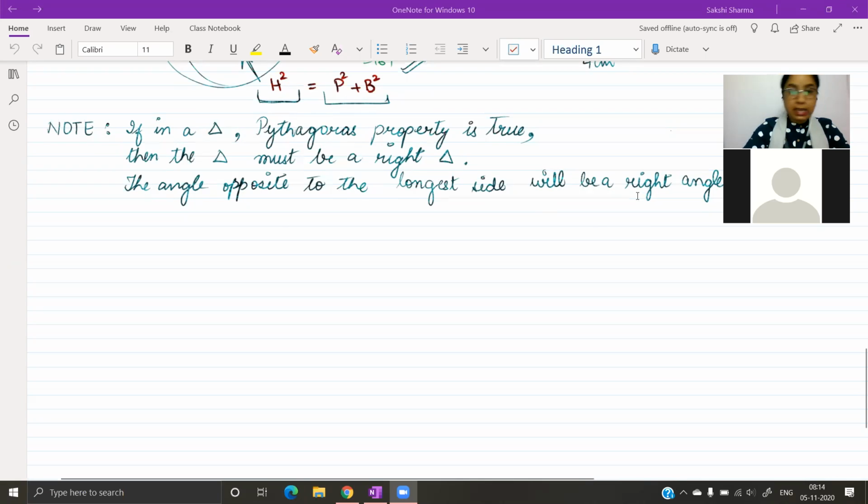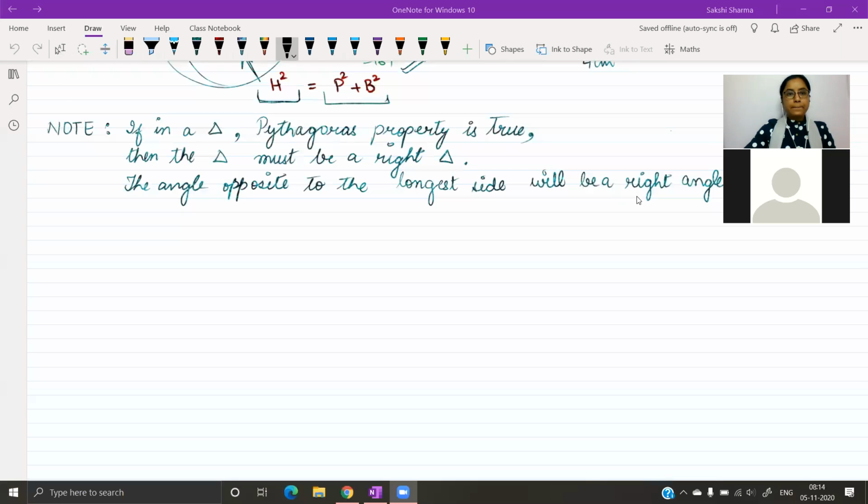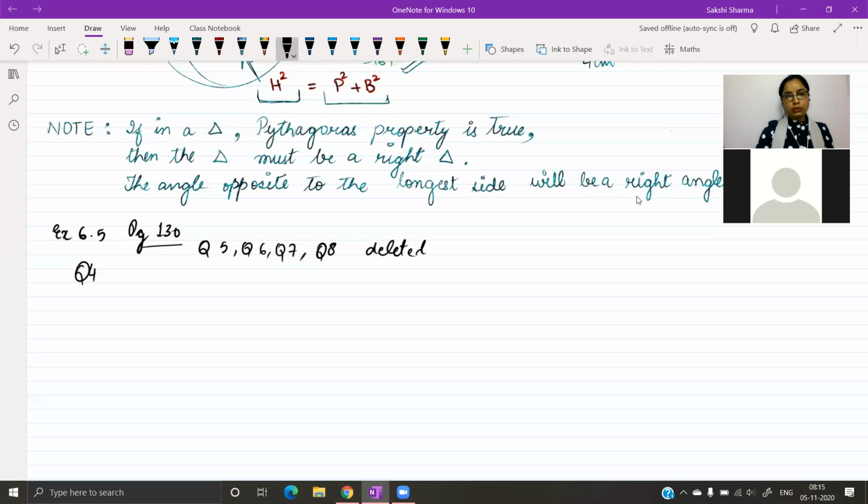So based on this note, we will do question number 4 from the exercise, and then we will do the first 3 questions. Exercise 6.5 is on page number 130. These questions are deleted. And we are going to do question number 4 first, and then question number 1 to 3 afterwards.